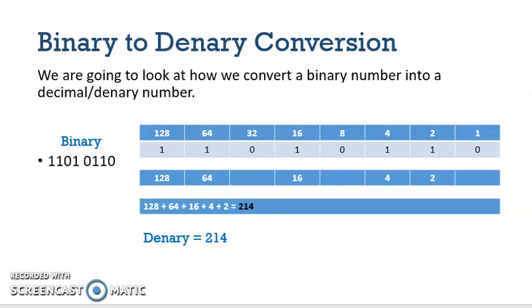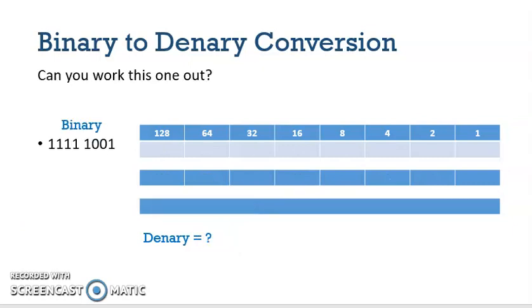Now I'm going to walk you through another example. I've drawn the table out here for you. So the binary number is 11111001. What I'm going to do is copy that over. 11111001.